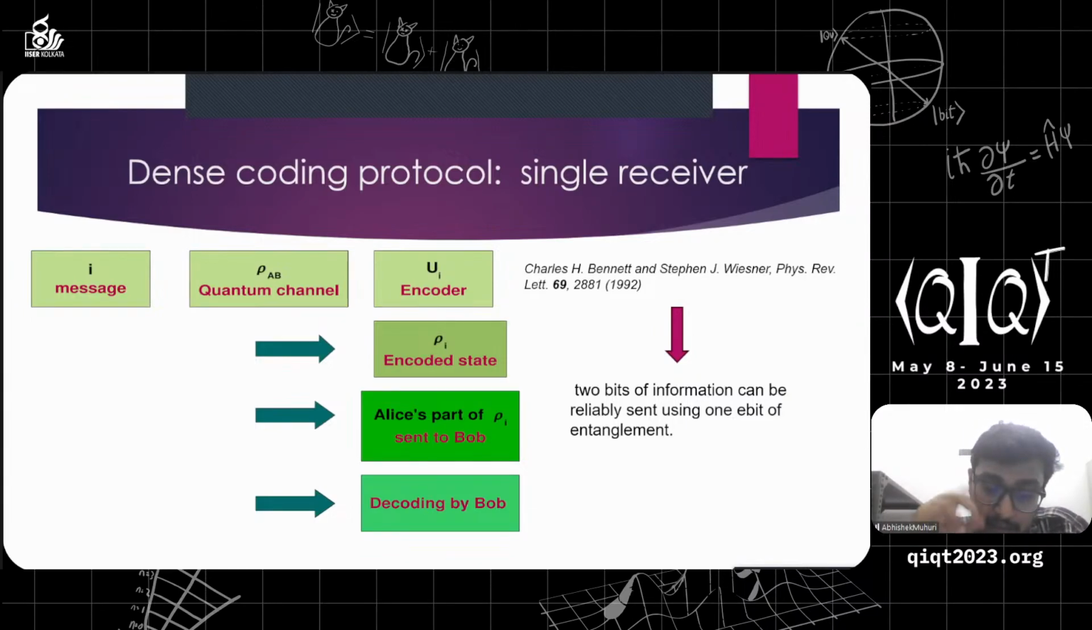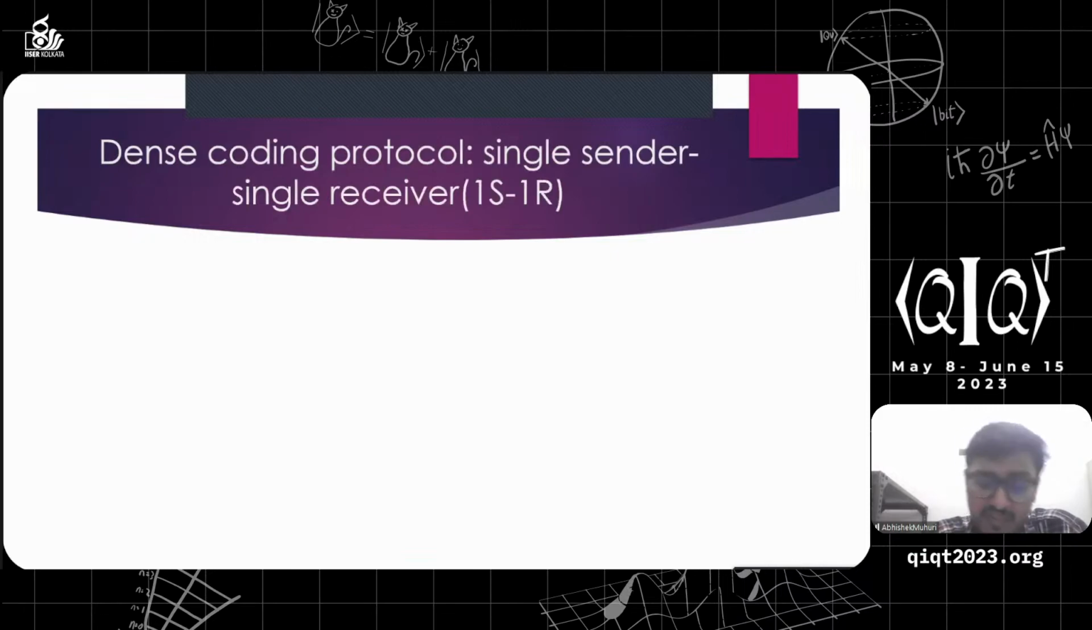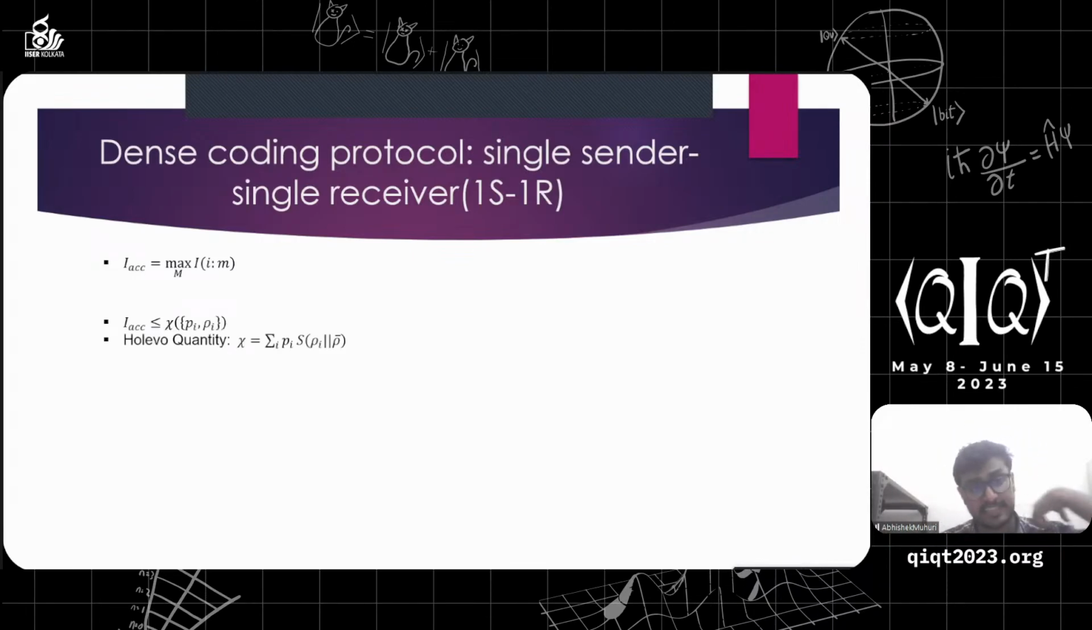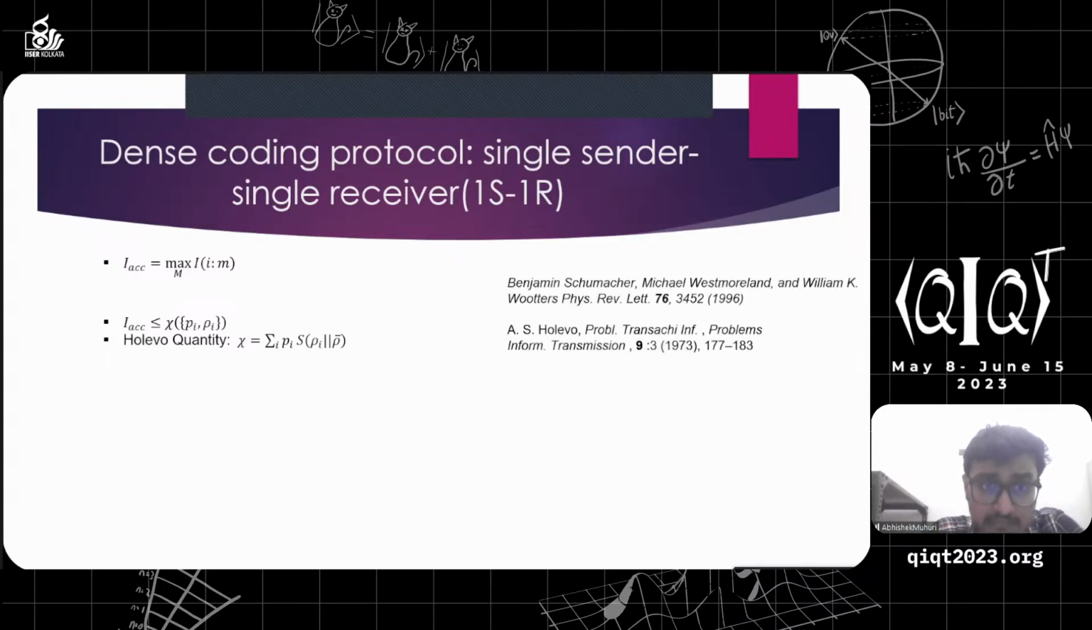For the message index I and the measurement index M, the accessible information from a given ensemble is defined by the mutual information maximized over all the measurement strategies. Holevo, in his seminal paper in 1973, showed that this accessible information from a given ensemble is bounded by a quantity named after him, the Holevo quantity. Basically, it is a weighted average of the relative entropy of the states rho_i from the ensemble average state rho bar.